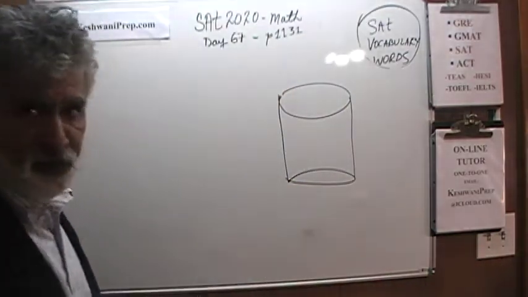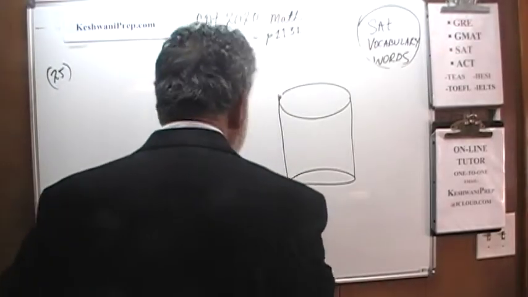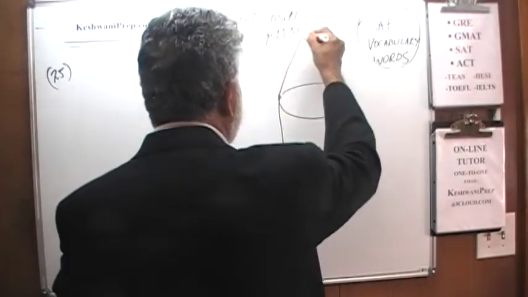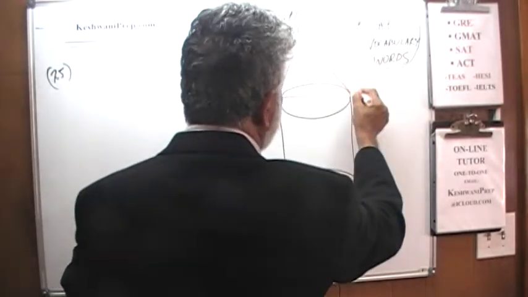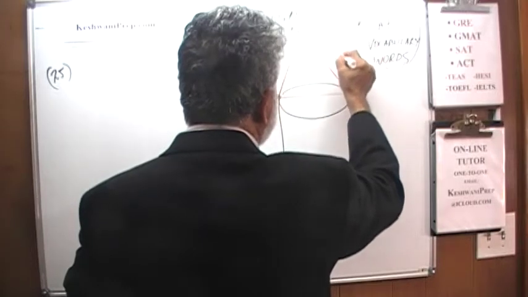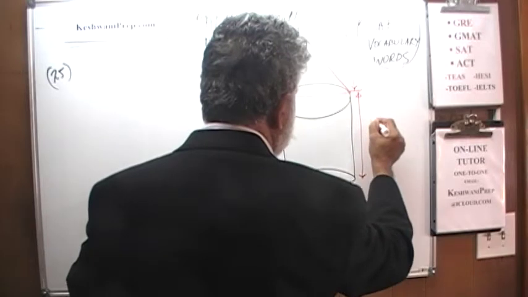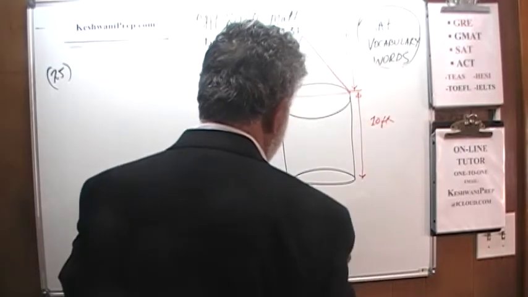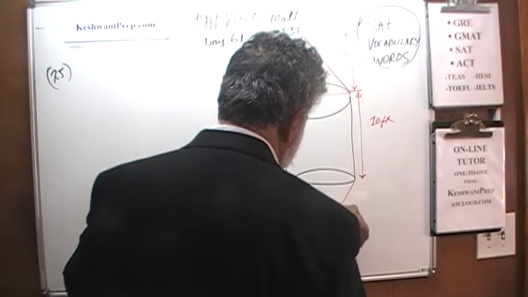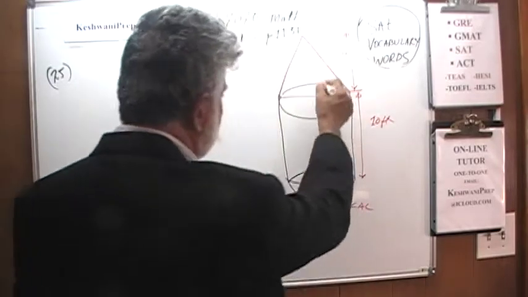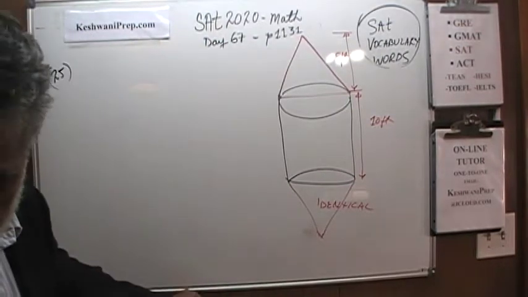Now you understand this is essentially a cylinder, and on top of the cylinder we have a cone, as you can see, and it has a height of 5 feet. The cylinder itself is 10 feet. And then we have another cone here, identical. These two cones are identical. The question simply is, what's the volume of this silo? Let's find out, shall we?